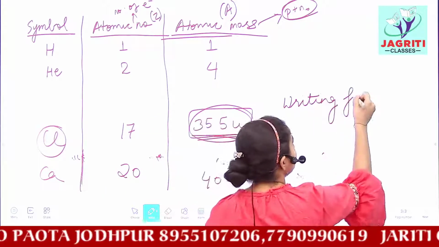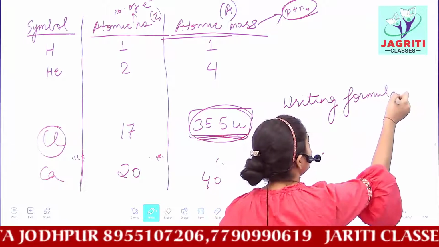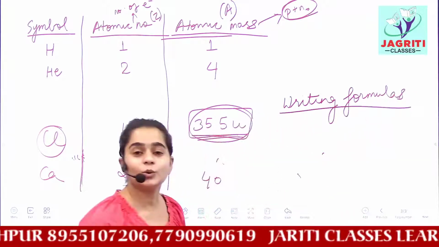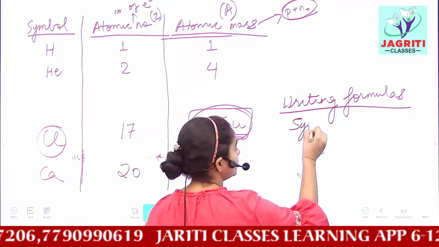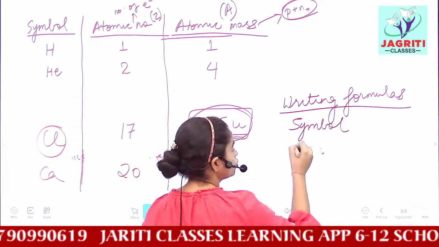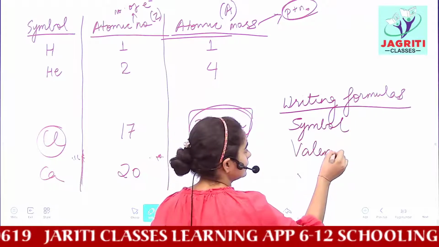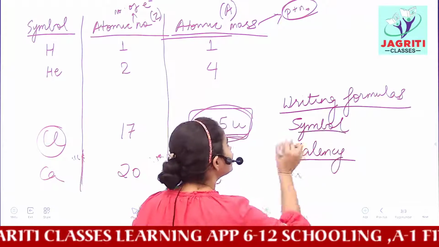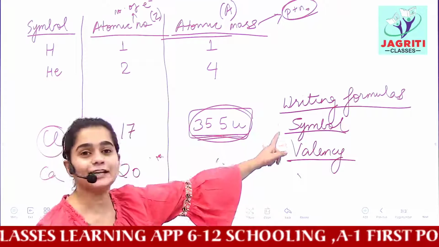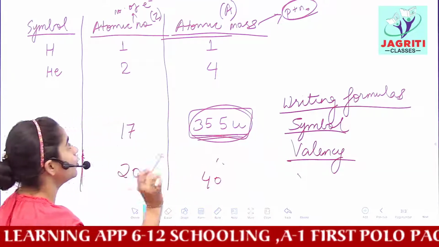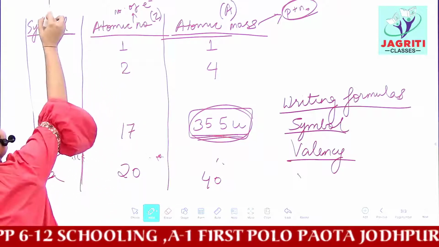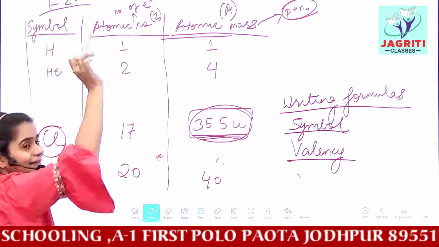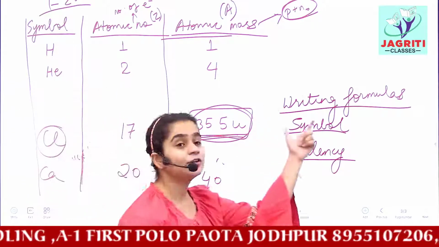When we deal with writing formulas, you should know two basic requirements. To write the formula of any given compound, you should know the symbol, and you should also know its valency. Valency we'll discuss when we discuss the topic of writing formulas. But I want you to learn all the symbols and all the atoms from atomic number 1 to atomic number 20 at least. So it would be easier for you.